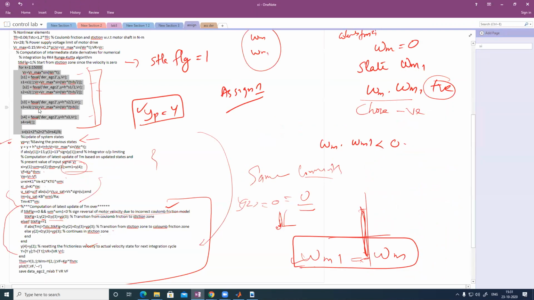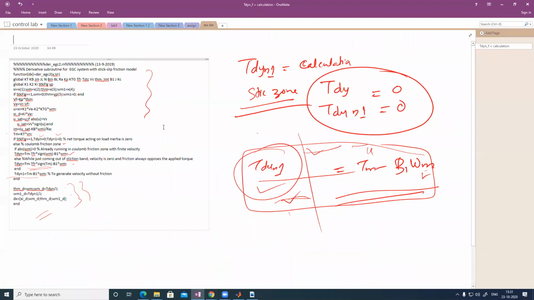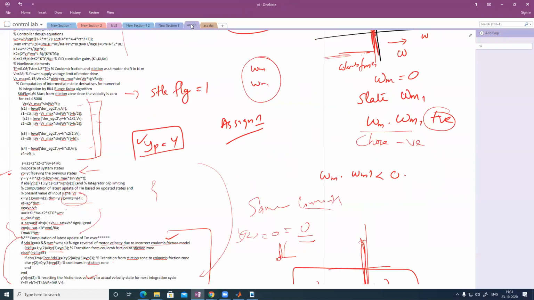Whatever you have submitted, I will look into it. Some of you have to send these codes. If you have not sent the code, you have to send this code to my mail. I will check those codes, and after that only the assignment marks will be booked. Some of you have not sent the code, so please send the code also.